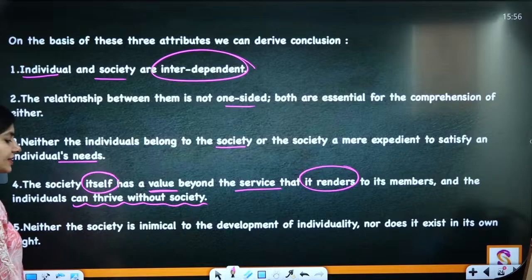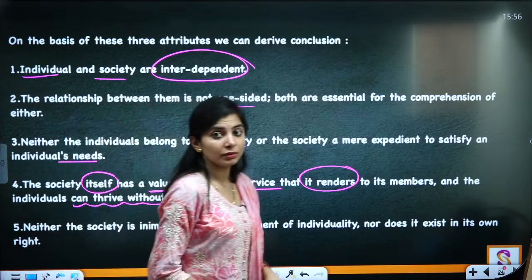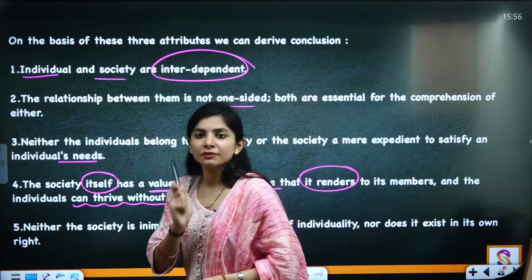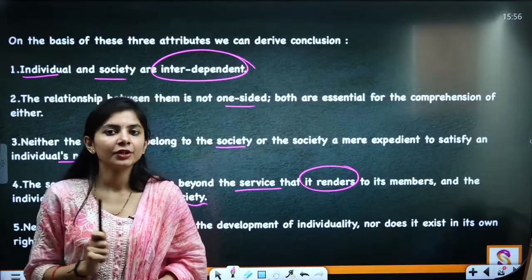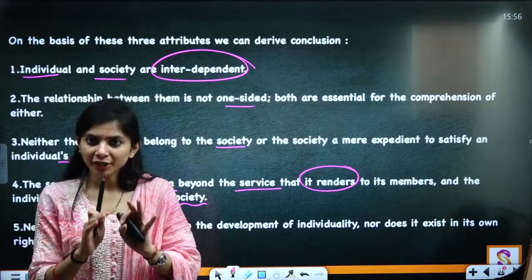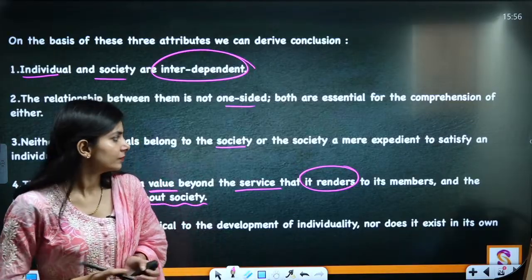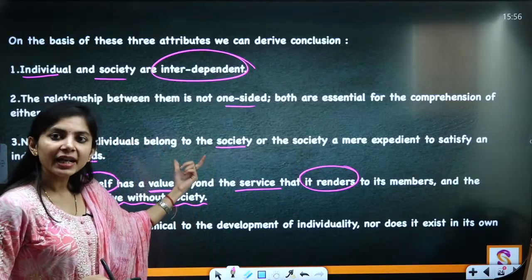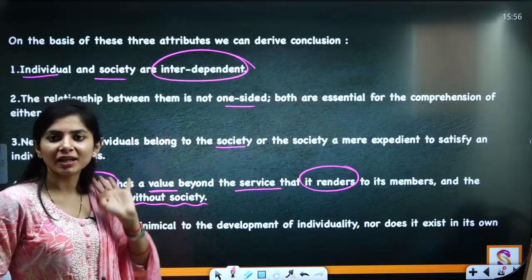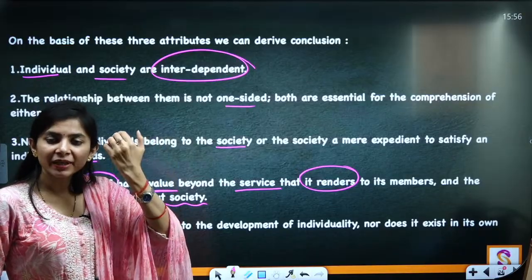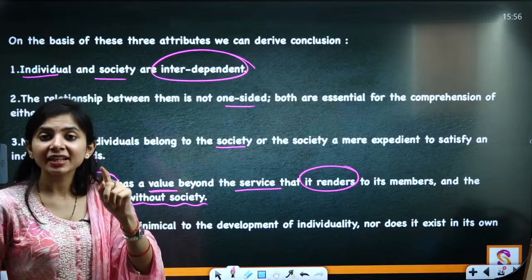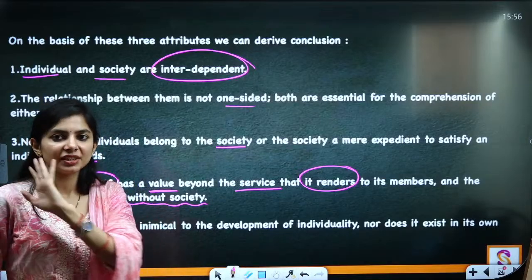Means society is useful only if it's providing you the value, only if it is serving you, only if it is fulfilling your needs, fulfilling your requirements. If society is not able to do that, then we are not going to be part of that particular society. Take the example of Bangladesh. The state was rooted out from their place. Why? Because society was not agreeing to the policies of the state.